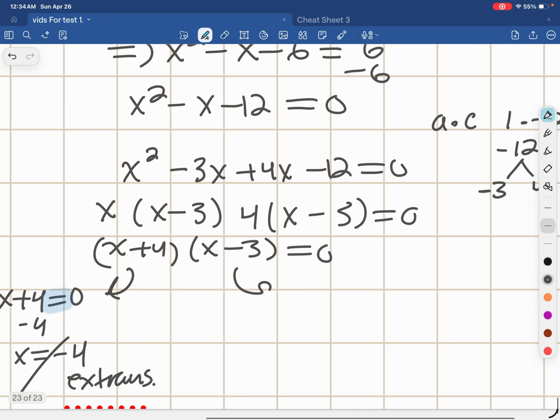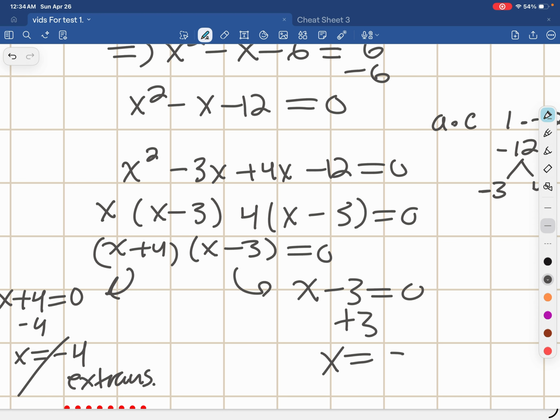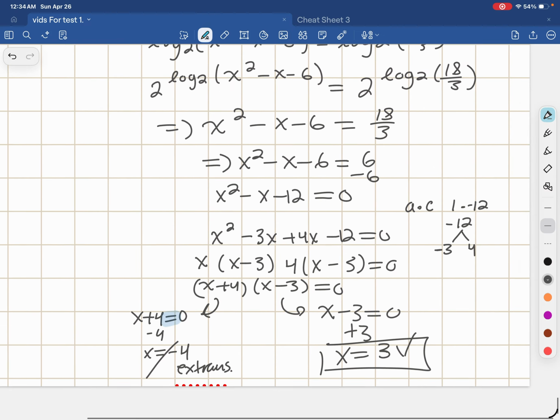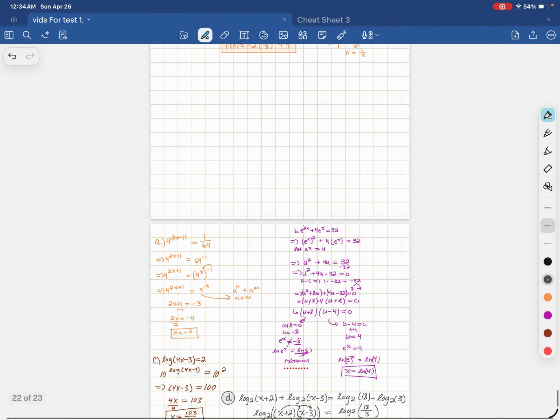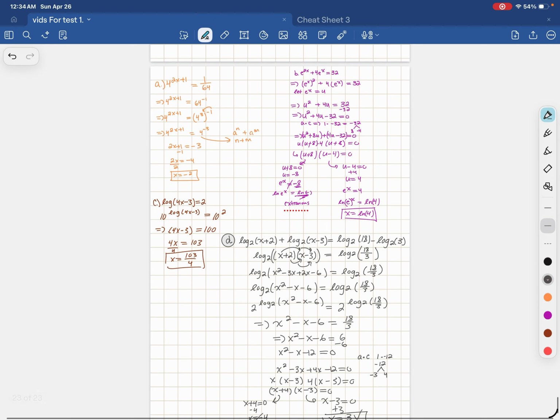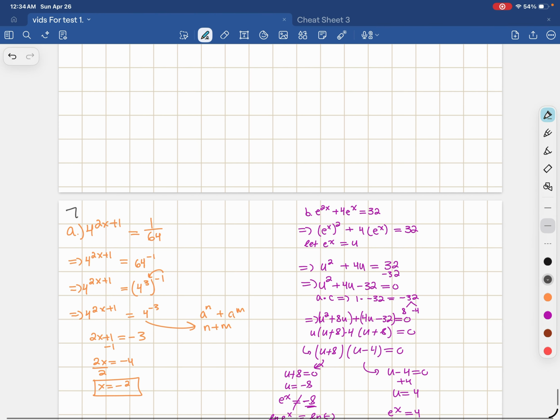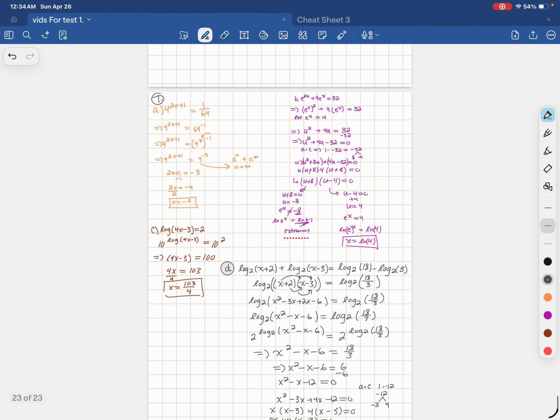And then here we'll have x minus 3 equal to 0. We're going to add 3. X is equal to 3. This one works. Absolutely amazing. And that is problem 7 of exam 3. Thank you so much.